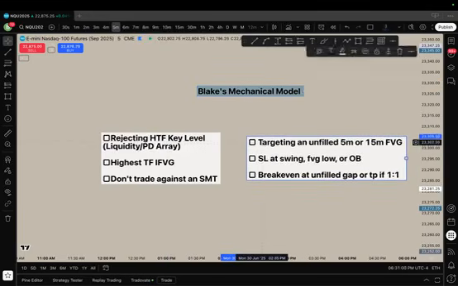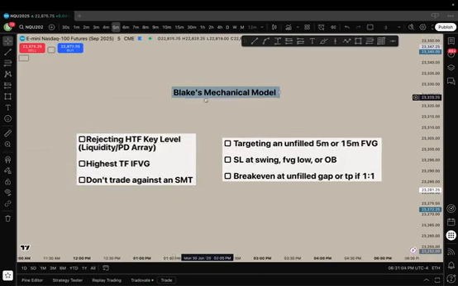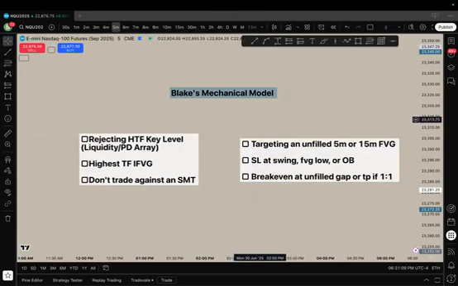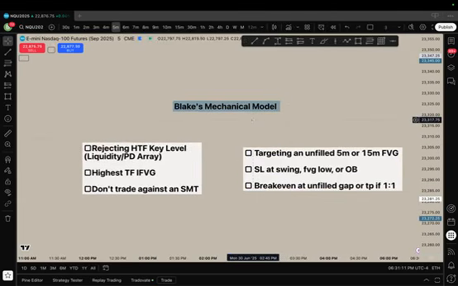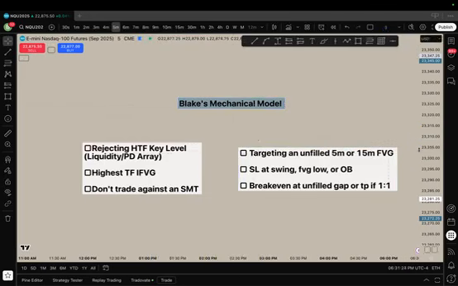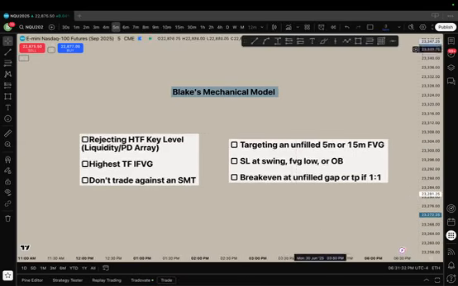Starting off with our rules. The Mech model revolves around first rejecting a higher time frame key level. This is going to be any liquidity pool or PD array. What does a higher time frame key level look like liquidity-wise? That's going to look like Asia lows, Asia highs, London session lows, London highs, that time-based liquidity. That can also be previous day low, previous day high. Other prominent liquidity pools are very obvious lows or highs inside of gaps, like an hourly low inside of a gap, or an hourly high inside of a gap.